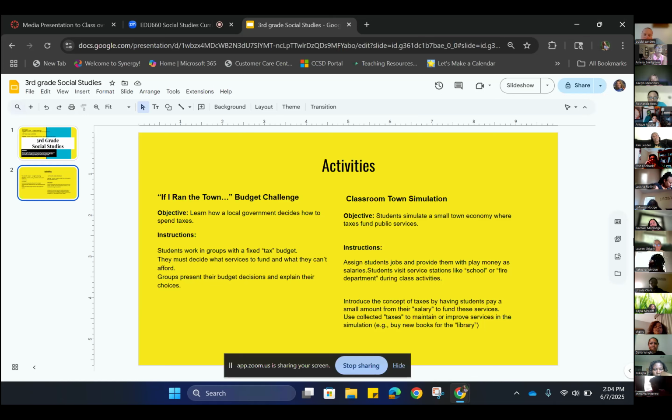The second activity would be a classroom town simulation. The objective would be for students to simulate a small town economy where they would fund taxes through their public services. Students will be assigned jobs and provided with money, and they will go to different stations to see if they're able to afford it. The more money they have, the better the services, and they'll start to see that increase.